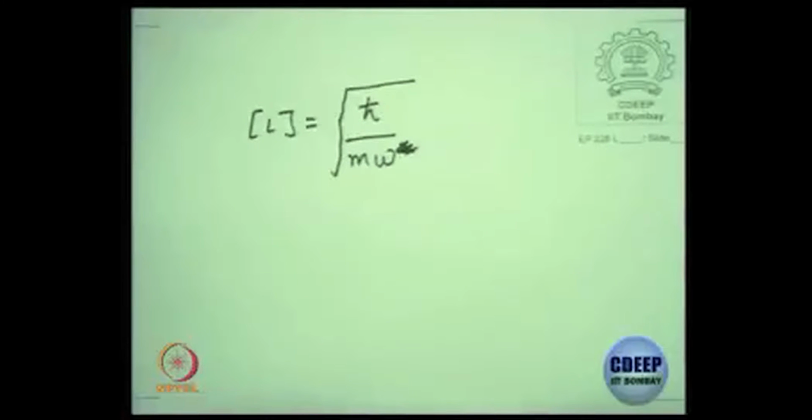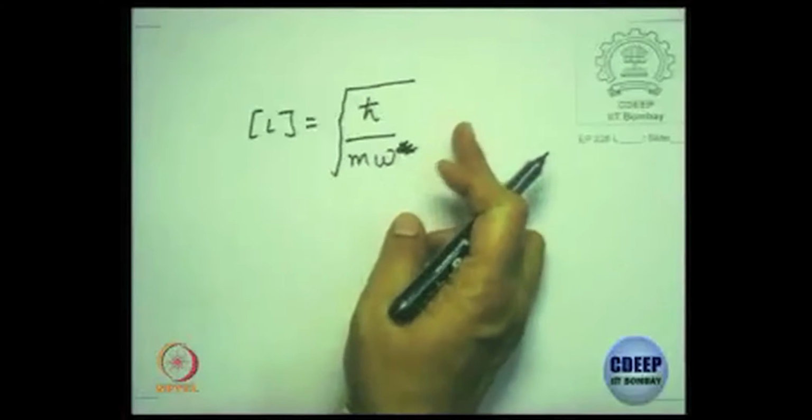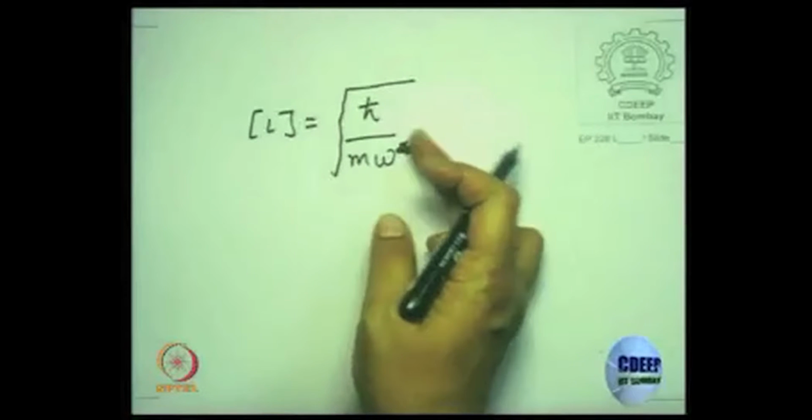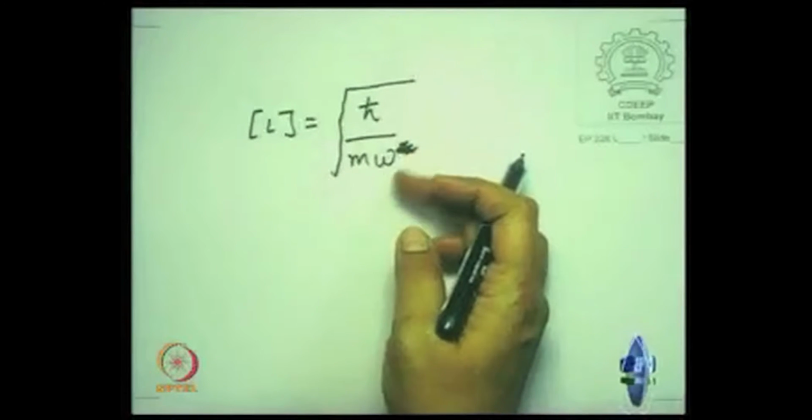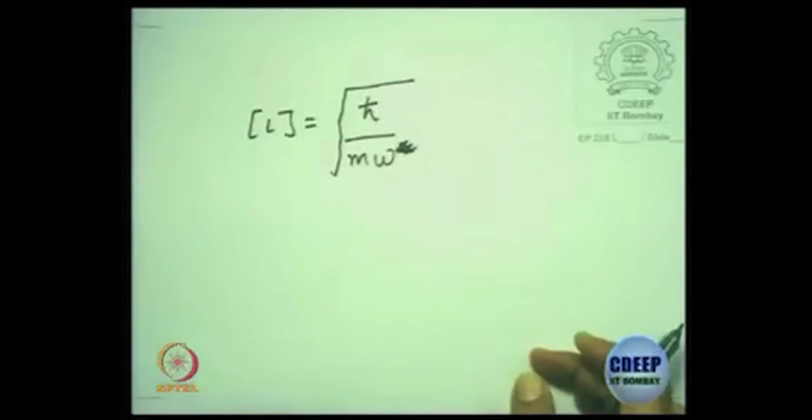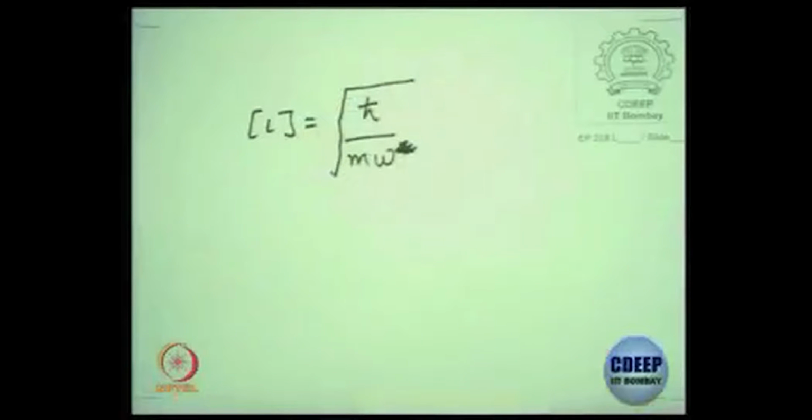So the dimensional analysis, if you do, h cross omega is energy, h will be energy by omega, and then omega is 1 over time, use that, m is m, and you should be able to show that the dimension of this piece is L. Okay.